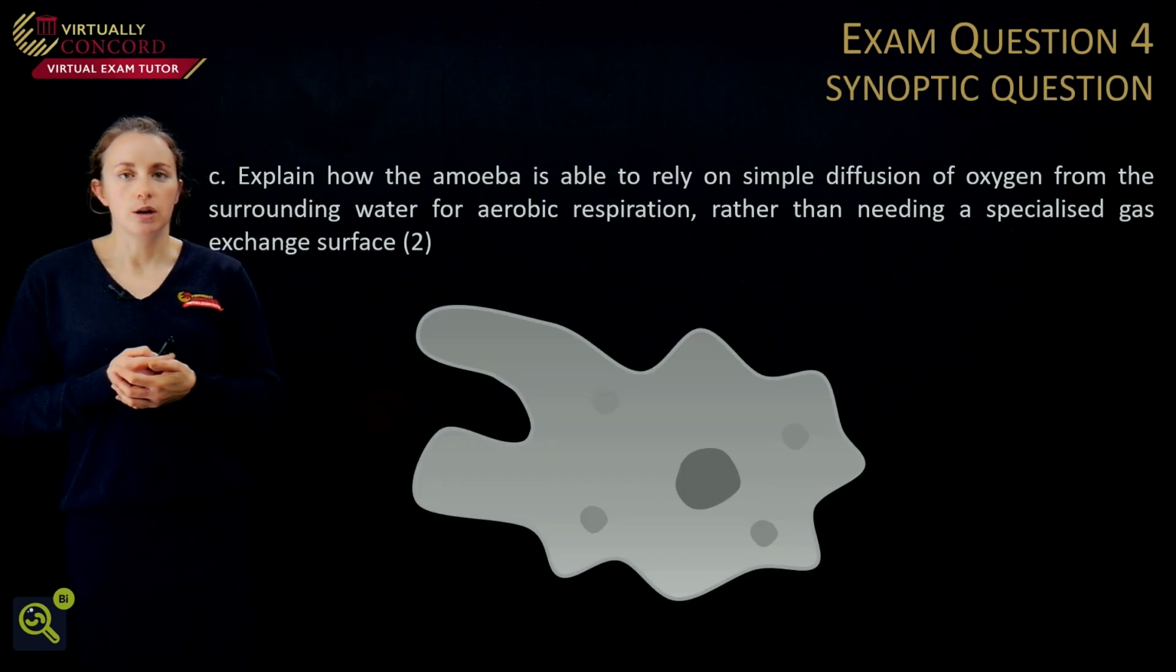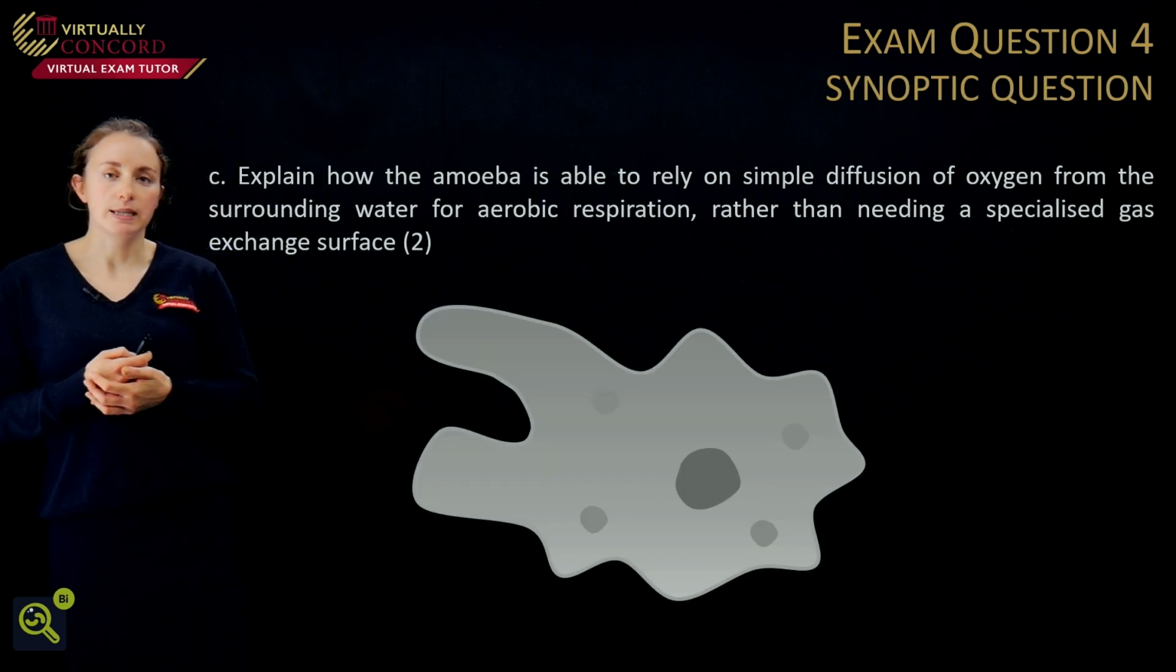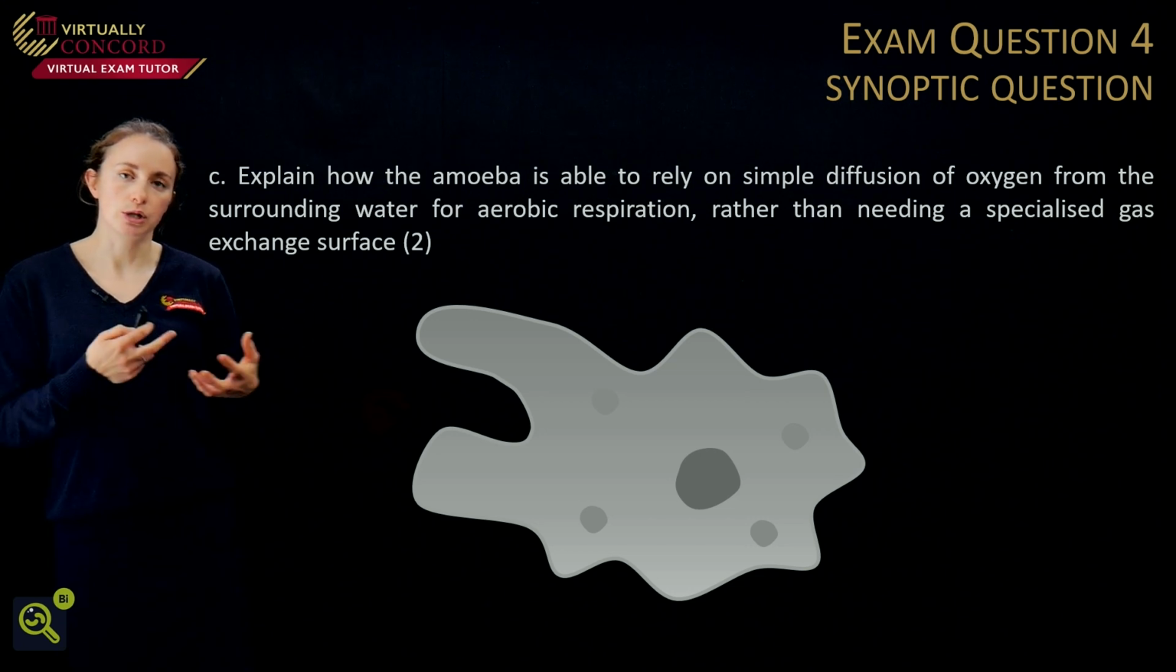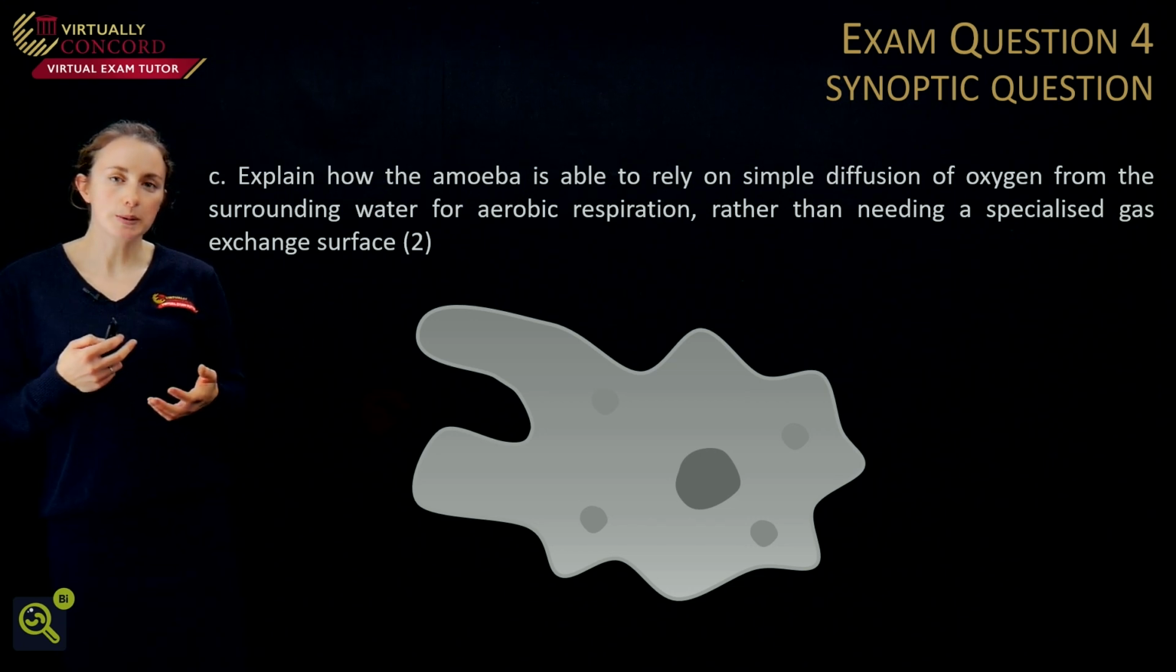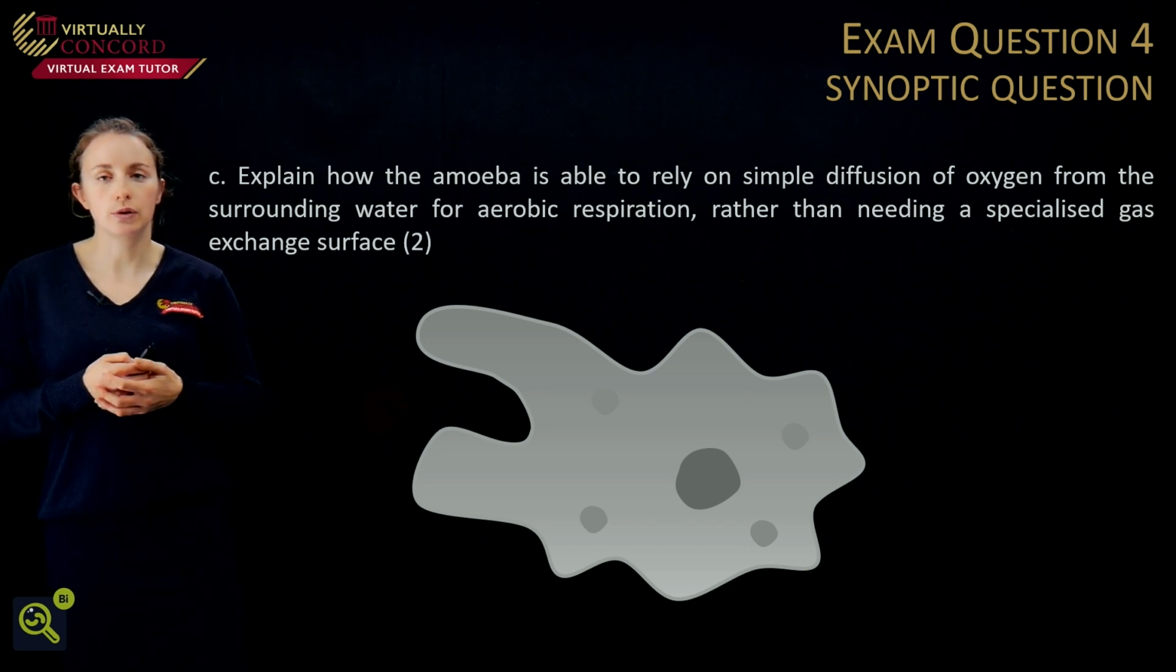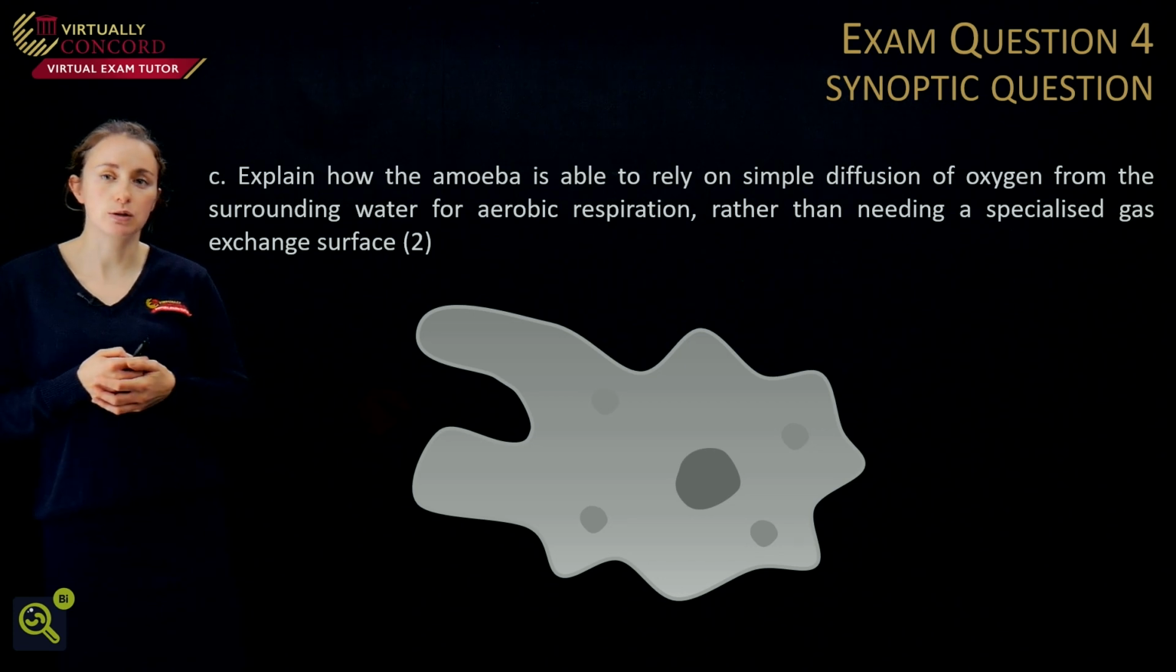And then the second part of this question asks you to explain how the amoeba is able to rely on simple diffusion to get oxygen into the cell. This is a synoptic question, so it's drawing on different content apart from just the cells topic, so it's drawing on the surface area to volume ratio content.